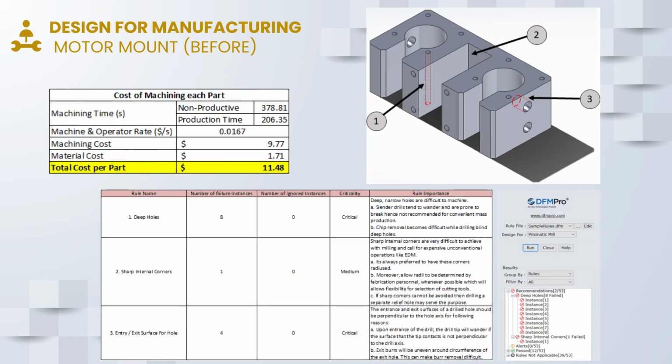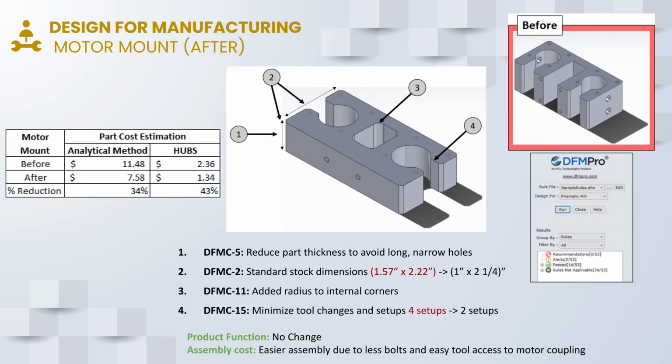The current motor mount had many issues pointed out by DfM Pro. This included the presence of long deep holes, sharp internal corners, and difficult entry and exit surfaces for holes being drilled. We also analyzed the manufacturing cost and calculated a machining cost of $9.77 and a material cost of $1.71, adding up to $11.48.